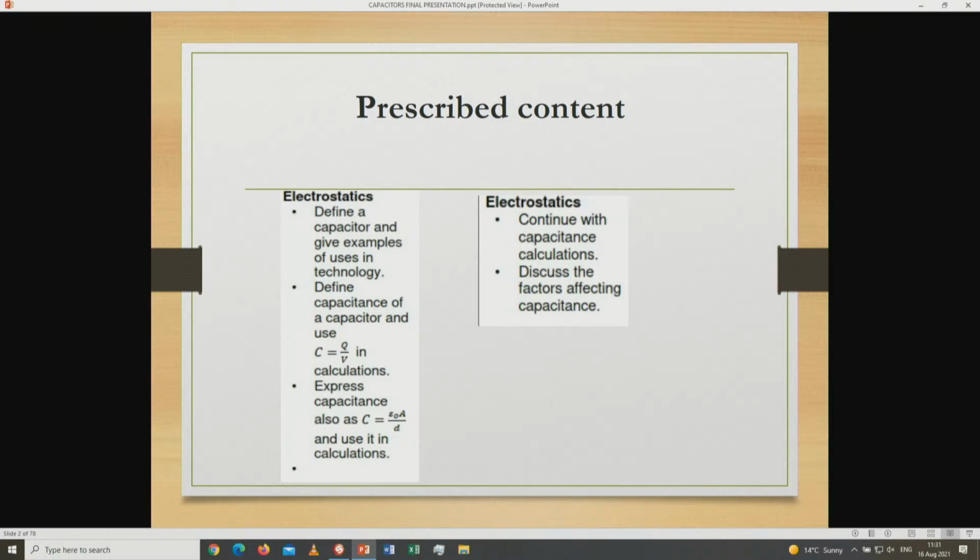Also express capacitance as C equals epsilon naught A over d. I will explain these symbols in the formula as we go on, and also use that formula in calculations. We will continue with capacitance calculations, and lastly we'll discuss all the factors affecting capacitance.